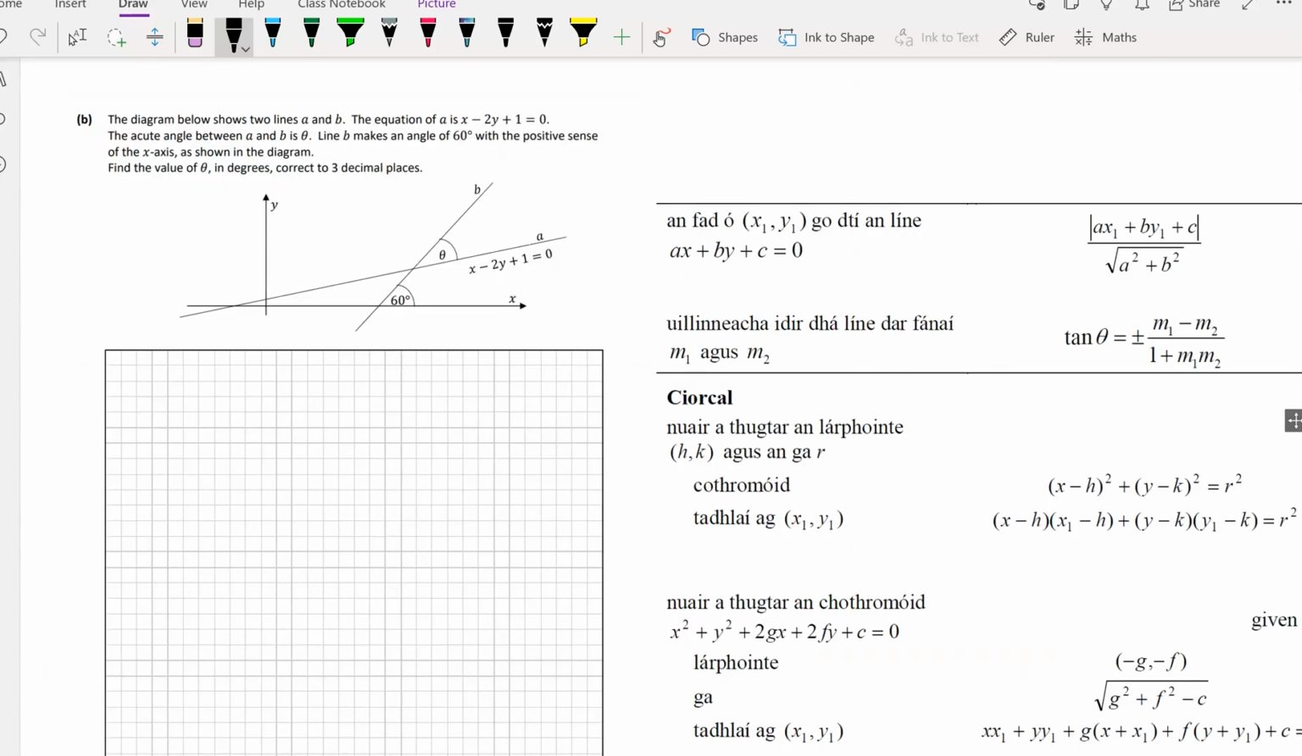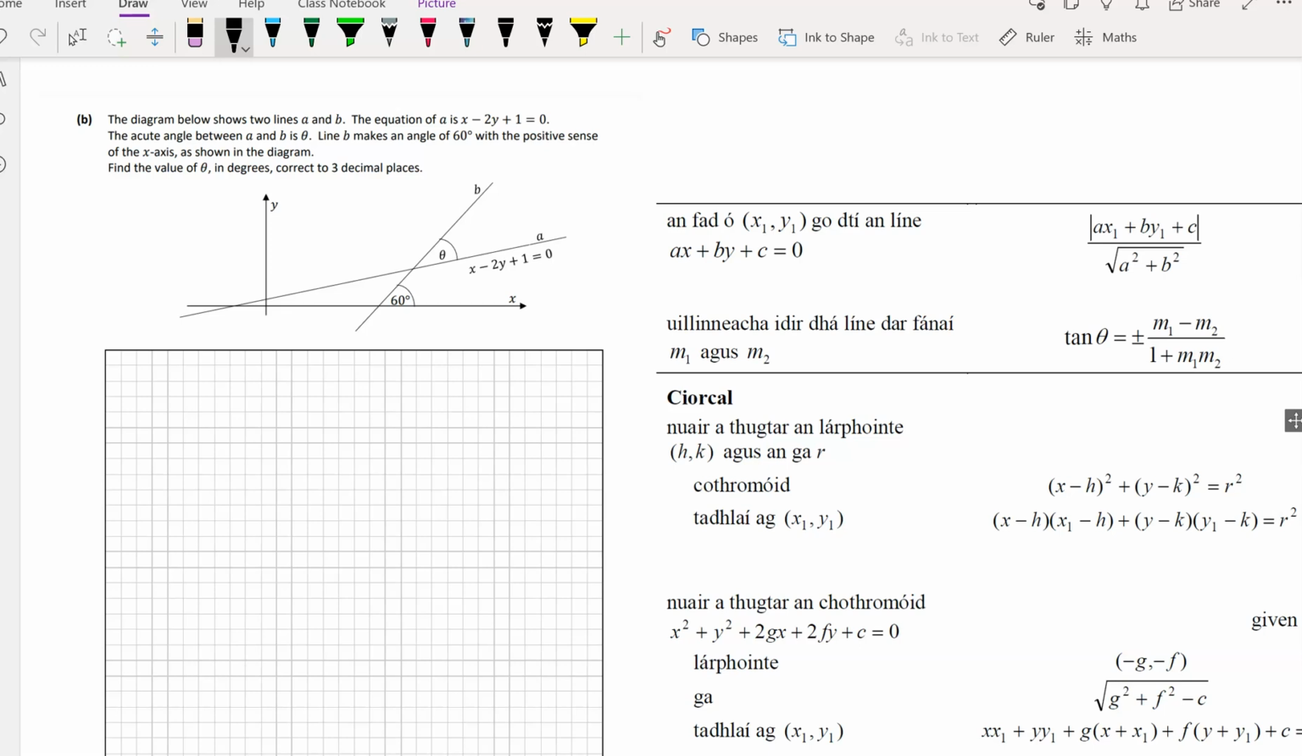Part B. This diagram shows two lines, a and b. The equation of a is x minus 2y plus 1 equals 0. The acute angle between a and b is equal to theta. b makes an angle of 60 degrees in the positive sense of the x-axis, as shown in the diagram. Find the value of theta in degrees correct to 3 decimal places.